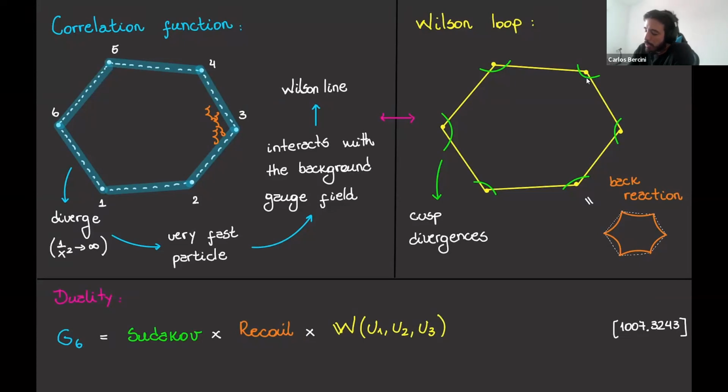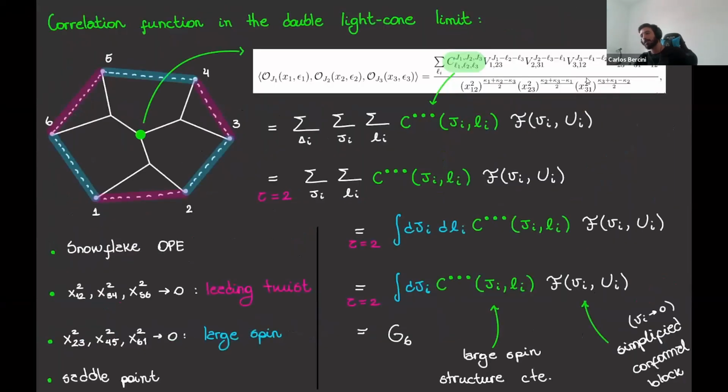So now let's study a little bit more this correlation function in the double light cone limit. Let's work out this very dense slide. The first thing we do is we call snowflake OPE. We consider the operators 1 and 2, they make some OPE. 3 and 4 have another OPE, and 5 and 6 have another OPE. All these operators that are flowing in these OPE channels meet in the very center. And in the center, we have a 3-point function of 3 spinning operators.